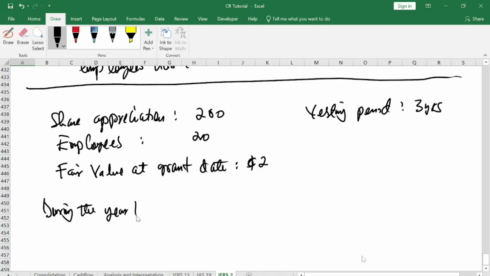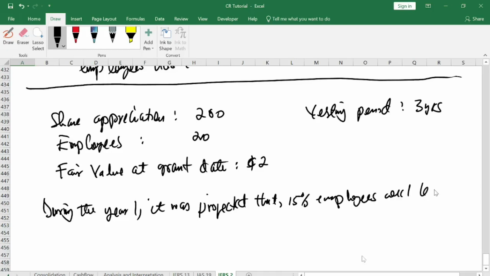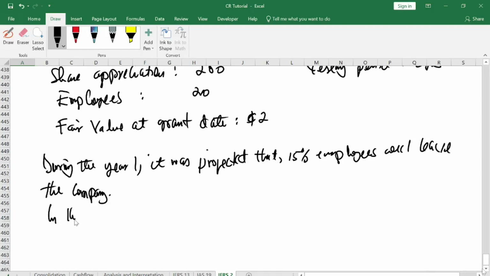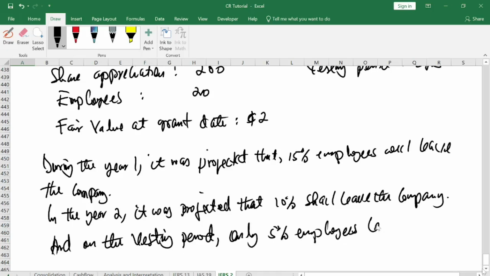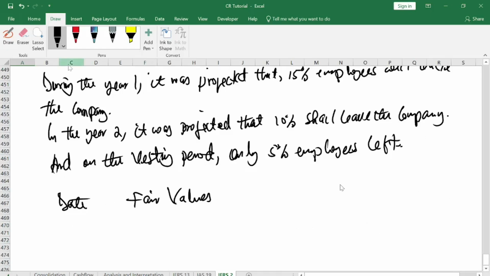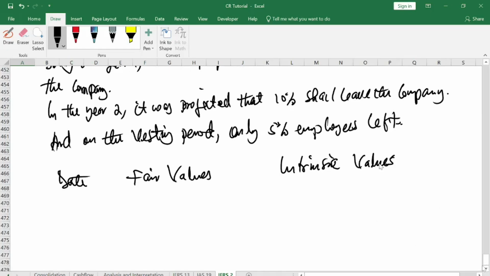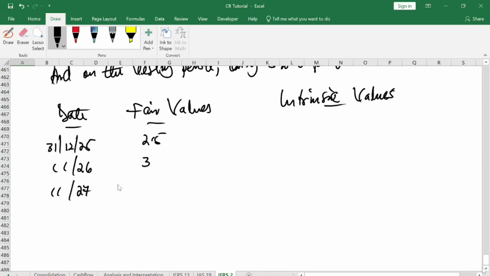During year 1, it was projected that 15 employees will leave the company. In year 2, it was projected that 10 people shall leave the company, and in the vesting period, only 5 employees left. Your dates, your fair values, and then your intrinsic values. So here you have it. 31st December 2025, fair value is 2.5; 2026, 3; 2027, 3.5; 2028, 4; 2029, 5.